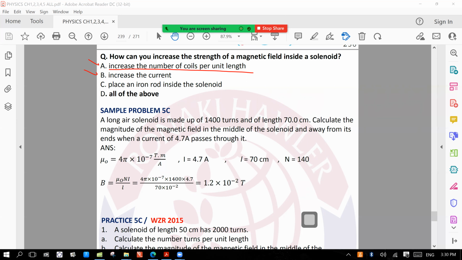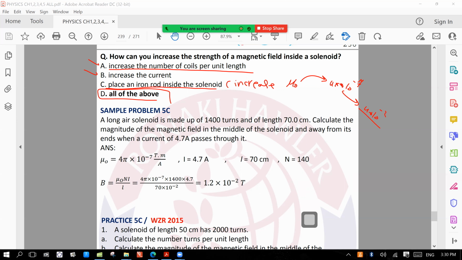Place an iron rod inside the solenoid. It means you increase the magnetic permeability, mu naught. If you change that constant, which is 4 pi times 10 to the power -7, to another number, like 4 times 10 to the power -2, in that case you increase that number, and then you increase the magnetic field. So that's why the answer is going to be all of the above.